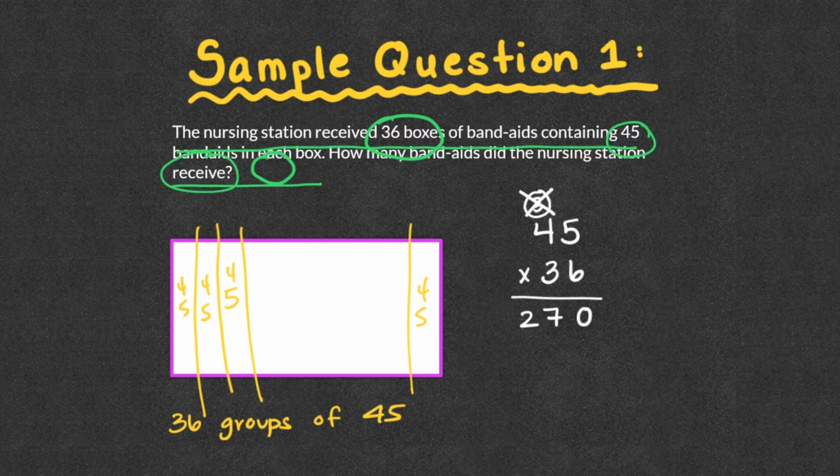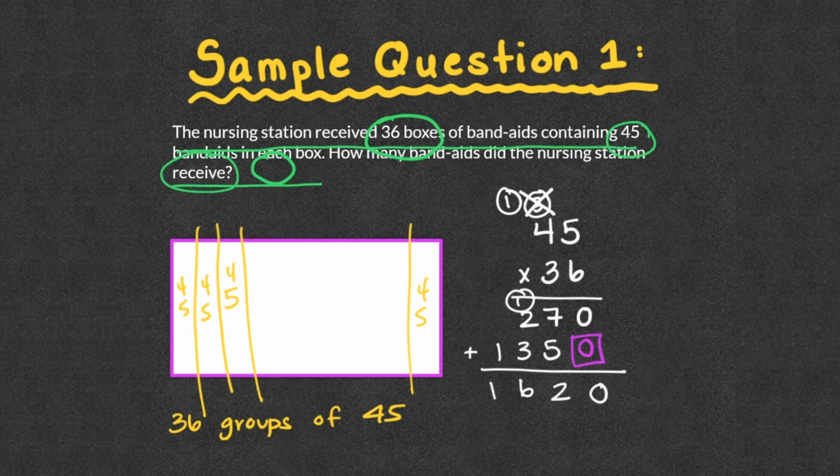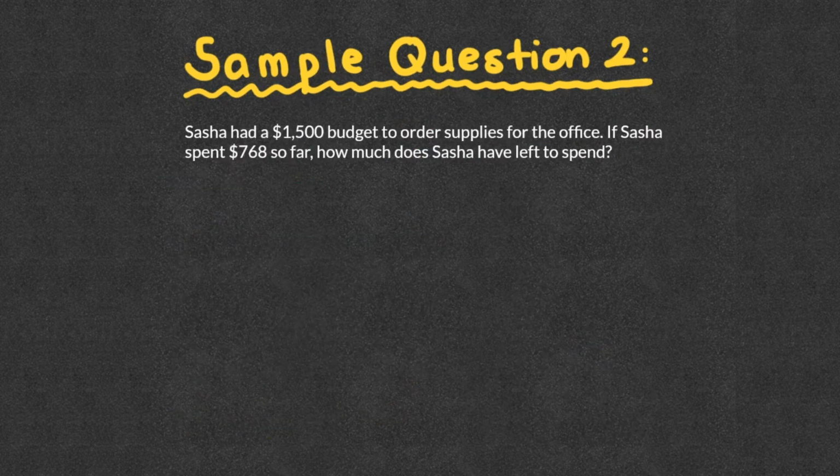And I'm going to make sure I put my placeholder 0 in because now I'm multiplying by 30, not really 3. So 3 times 5 is 15. Drop the 5, carry the 1. 3 times 4 is 12, plus 1 is 13. Put that in, and I add my two pieces together. So that's 0. That's 12, carry the 1, 6, 1. So 1,620 Band-Aids. Again, just interpreting the problem, using a model to help us figure it out.